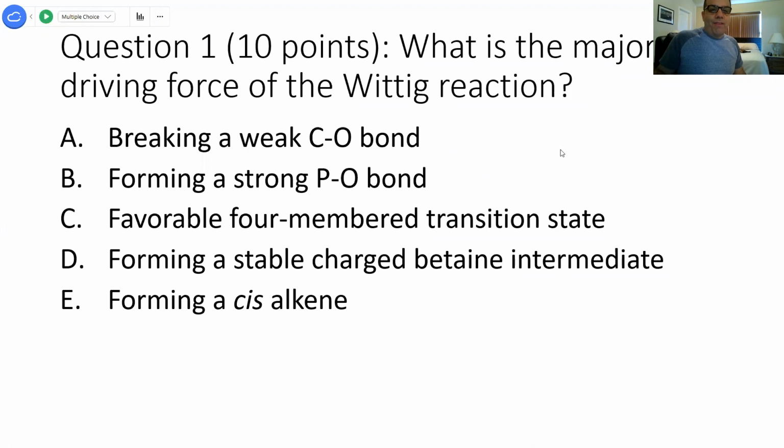Good. Well, then, of these 5 choices, you may or may not get a cis alkene, but that's not going to be one of the driving forces. I'm not sure we even get the beta-ene.